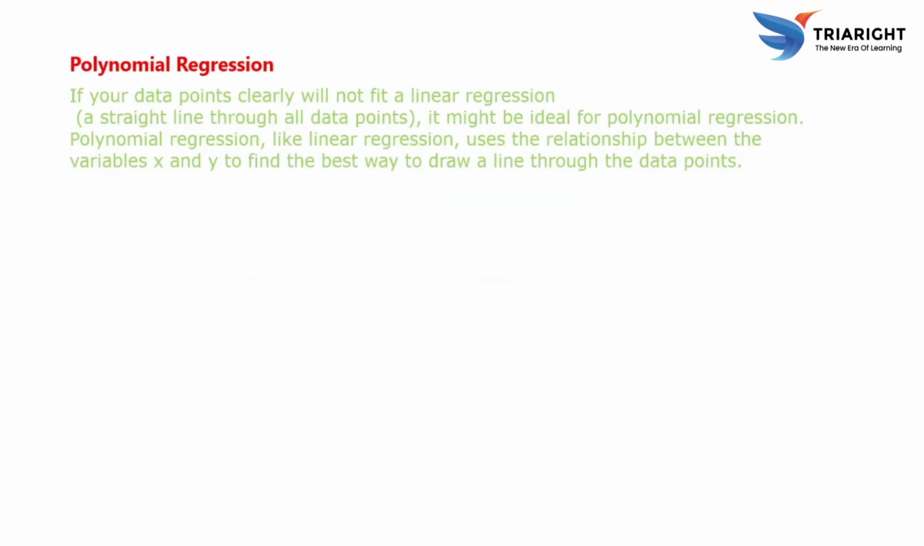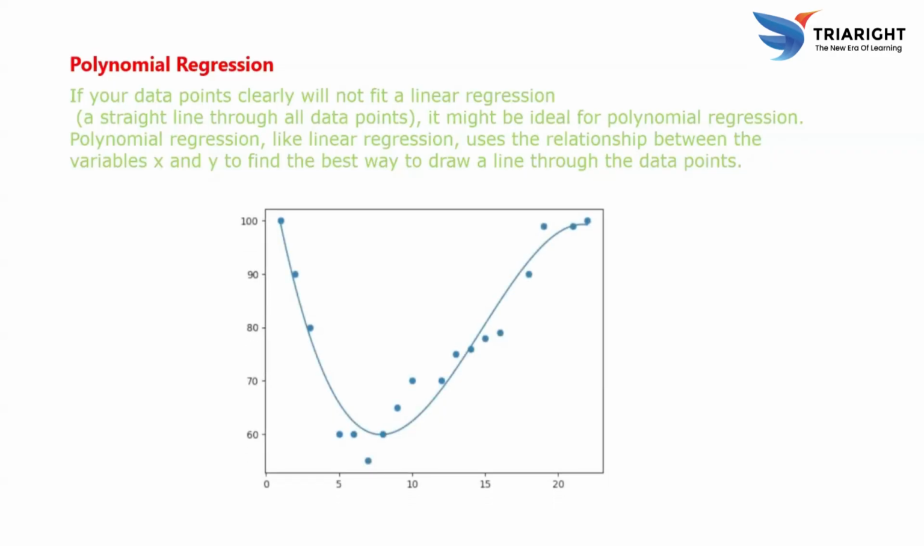If your data points clearly will not fit a linear regression, a straight line through all the data points, it might be ideal for polynomial regression. Polynomial regression, like linear regression, uses the relationship between the variables x and y to find the best way to draw a line through the data points. So we want to print this perfect polynomial fit.